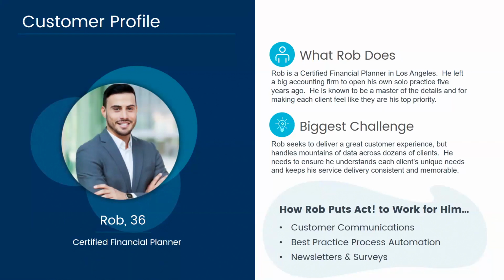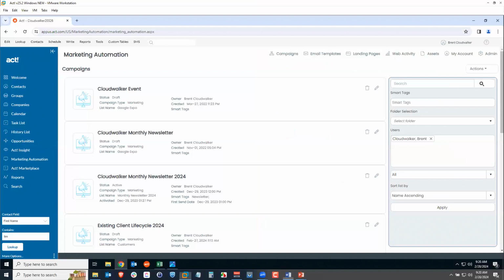One of them is though, as he grew and he took on more clients, he wasn't sure how he could scale his process and those best practices across a bigger client base without losing that personal touch and the customer intimacy that really was his calling card. So what I want to do is let's take a look at how Rob puts ACT to work for him via customer communications, his best practice process automation, newsletters, and surveys, among other things. Now, as I mentioned, Rob is a financial planner.